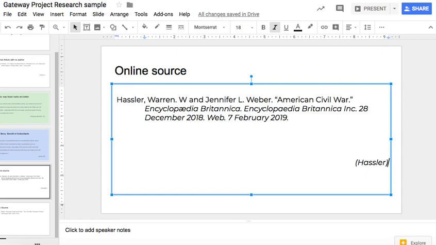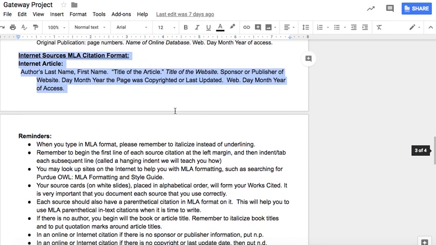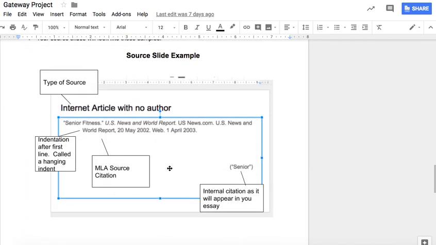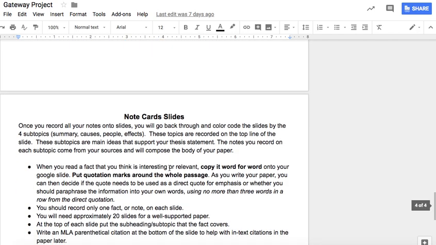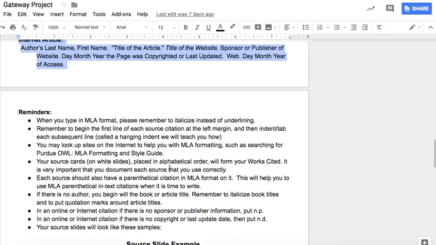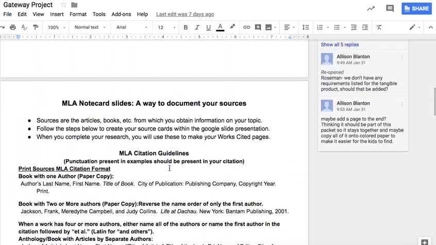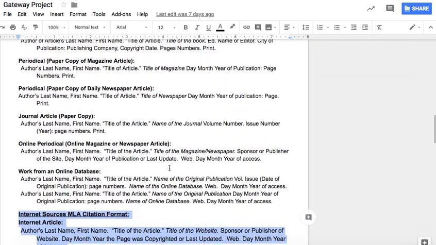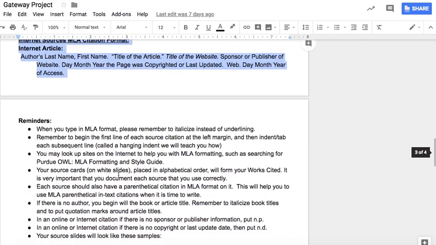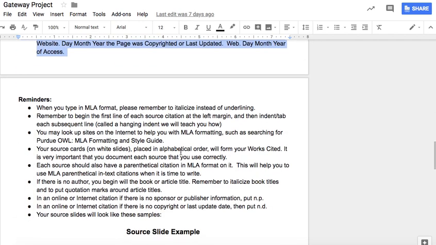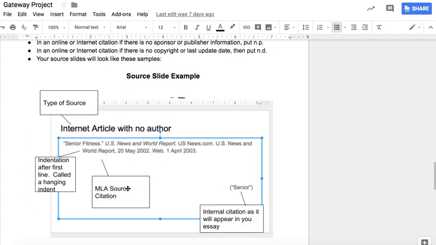And if we're confused, we can always come back to our gateway information and check to see how to do an internal citation, because internal citations should always be that author's last name. The other place that you can look if you have questions about how to do citations is Purdue OWL. They can always help us out too.